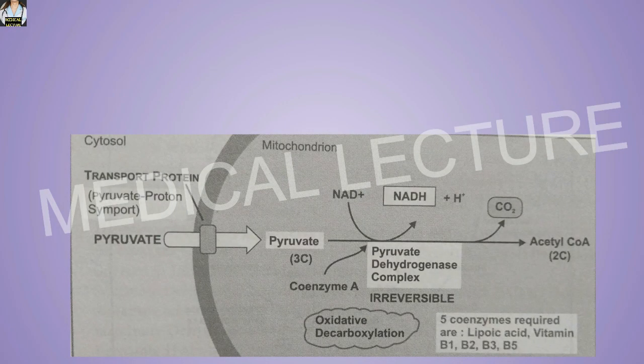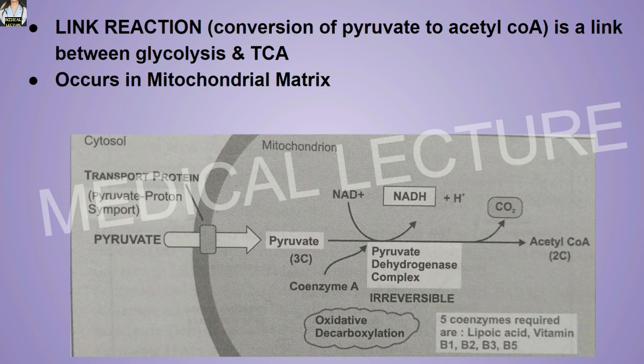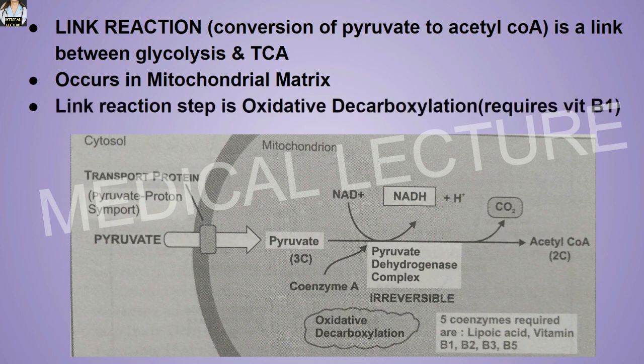Link reaction means conversion of pyruvic acid into acetyl-CoA inside the mitochondrial matrix. Remember, this link reaction is a link between glycolysis and the TCA cycle, or tricarboxylic acid cycle. This link reaction occurs in the mitochondrial matrix, and the step is oxidative decarboxylation, which requires vitamin B1.